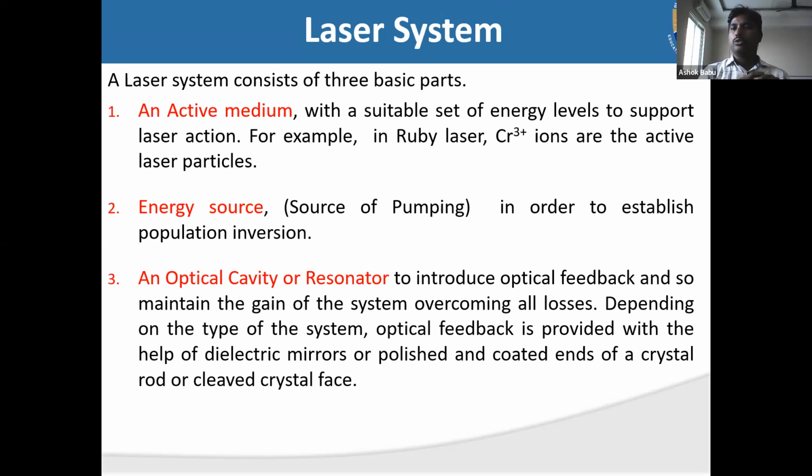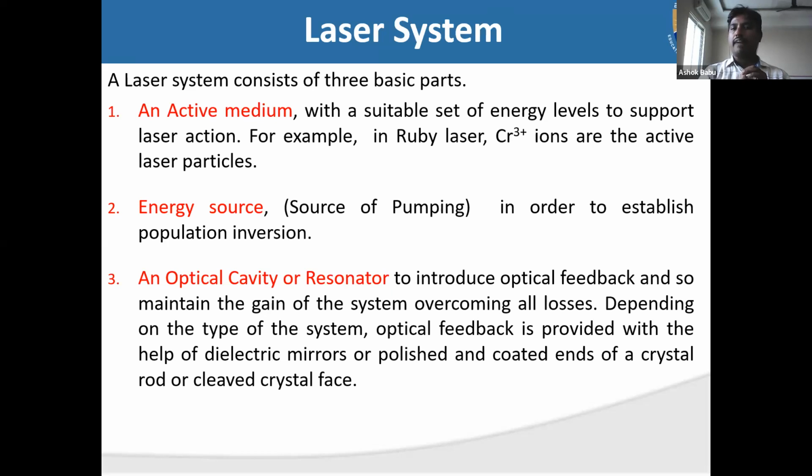The energy source is nothing but the pumping mechanism, to send the atoms from the ground state to the higher energy state in the process of achieving population inversion. The xenon flash tube, or optical pumping, is used in the ruby laser. At the same time, electrical discharge is used as the pumping mechanism in the helium neon laser. Those are the examples of pumping mechanisms.